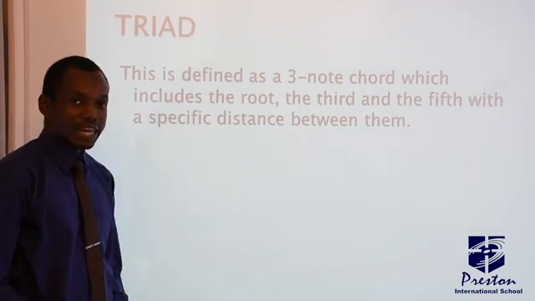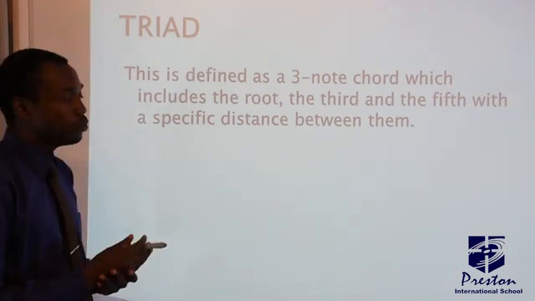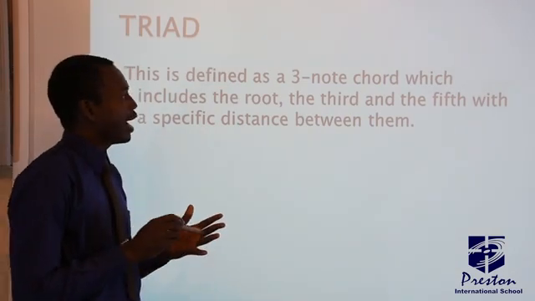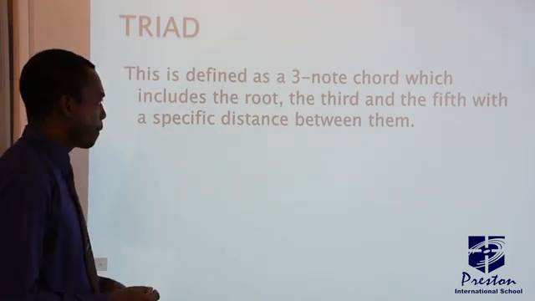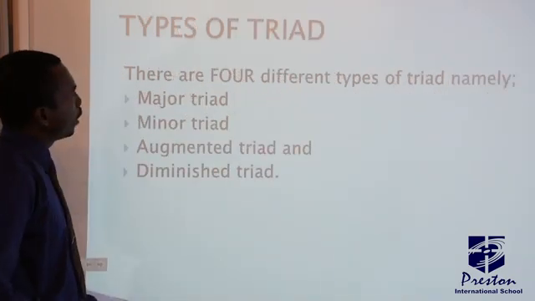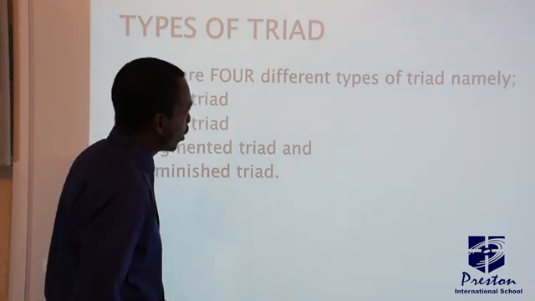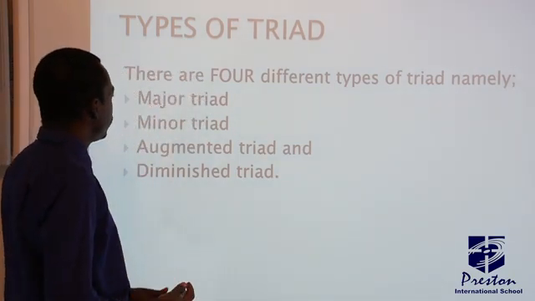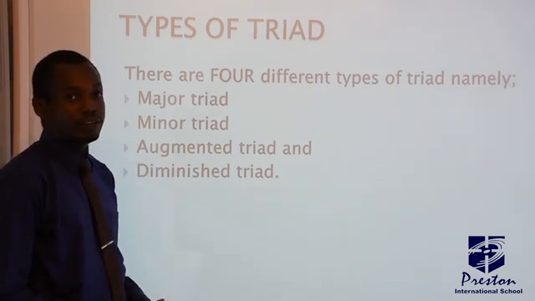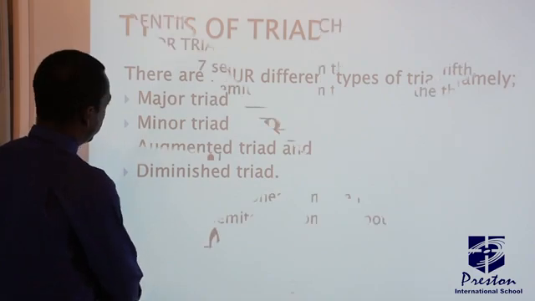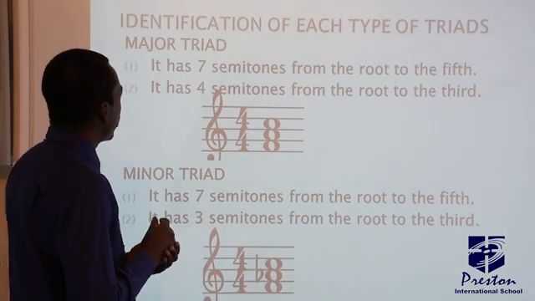Triad is defined as a 3-note chord which includes the root, the third, and the fifth, with a specific distance between them. Types of triad. There are 4 different types of triad, namely major triad, minor triad, augmented triad, and diminished triad. Identification of each type of triads.